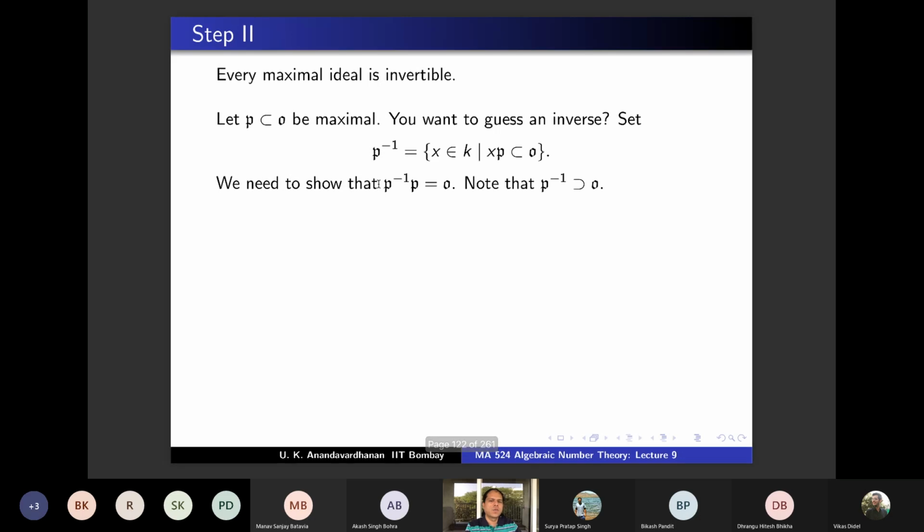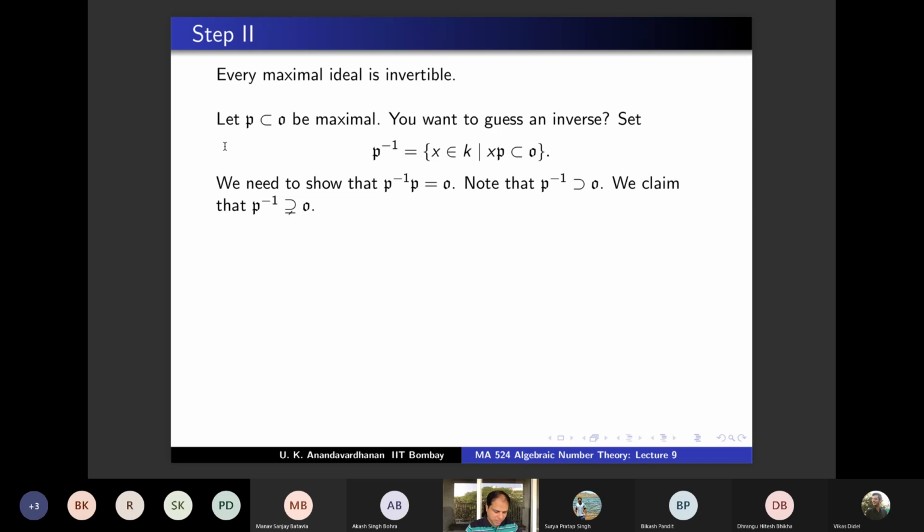We will show this. So clearly P inverse contains O, no? What do you need to show? 1 belongs there, because not just 1, any element of O, if X is in O, then X times P is in O. So this containment is obvious by the definition of P inverse. We are going to show that P inverse strictly contains O. This is the crucial step in step 2. Clearly P inverse contains O, and our claim is that this containment is strict. So what we are claiming is that P inverse is not equal to O.